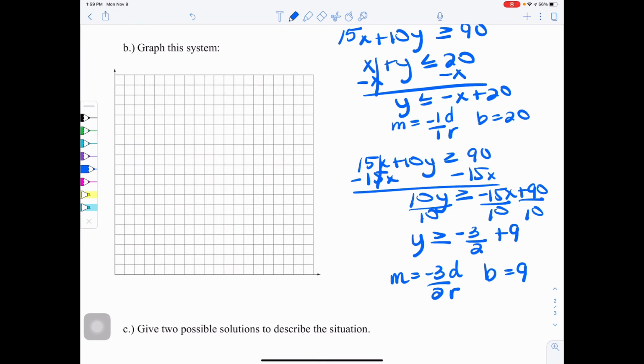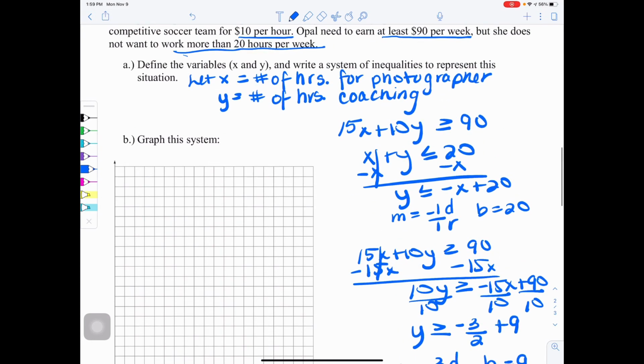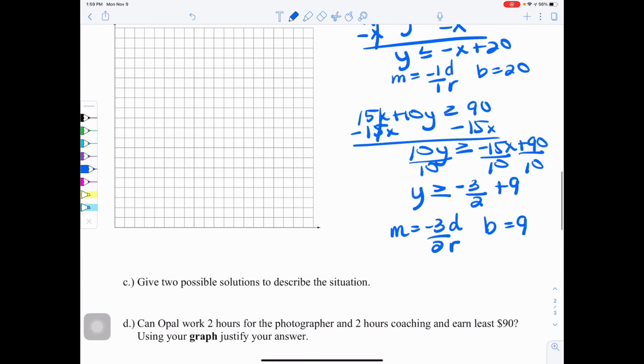So now we're going to label our graph. We said that x was the number of hours for the photographer, so we'll put that down here. Which means that the number of hours for coaching goes on the y-axis. So number of hours coaching is here.